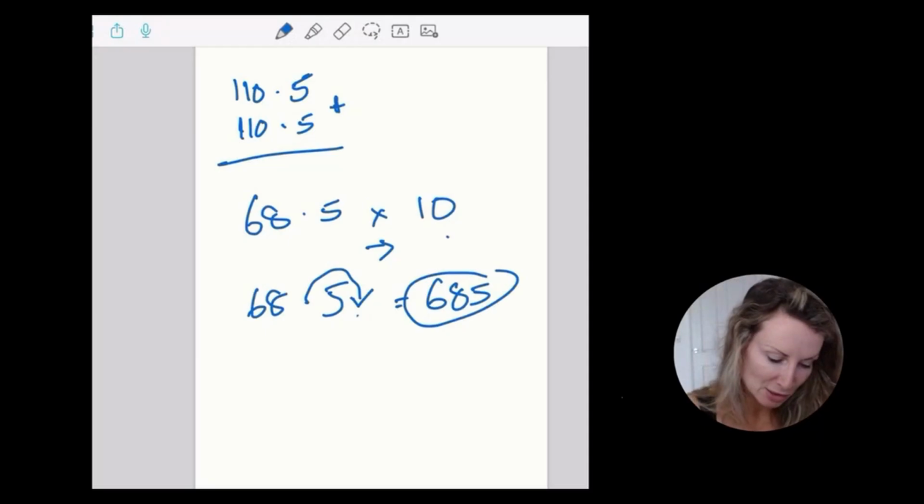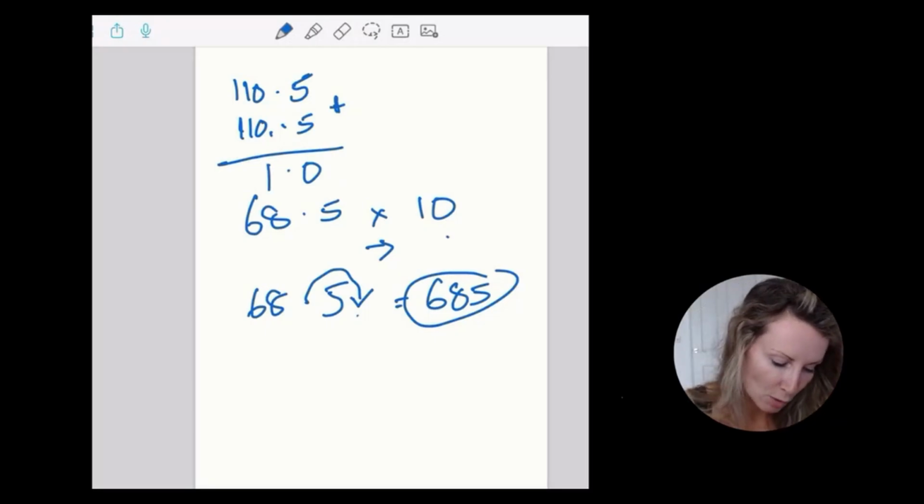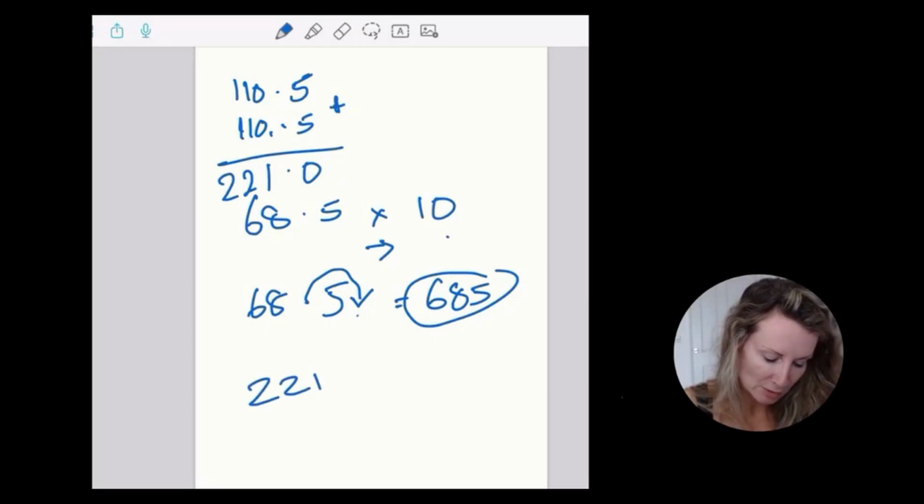Then we're going to add these two together. So 5 add 5 is what? 10. Nought down, 1 up, decimal point. So 0 0 add 1. Oh, 1. 1, and then 1 add 1 is 2, and then 1 add 1 is 2. So that is 221. Is that what you said? Yeah. Right, okay. So now it's going to be 221 and 685.